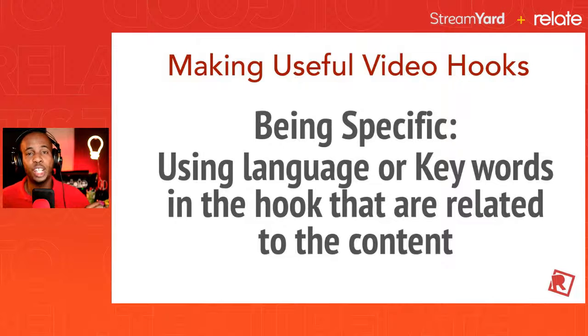So when you create your hooks, you want to use keywords. His video was about walking. He used the keyword of why would I walk, right? From this place to the other place. The actual whole video is about that journey, and he uses that in the video hook.